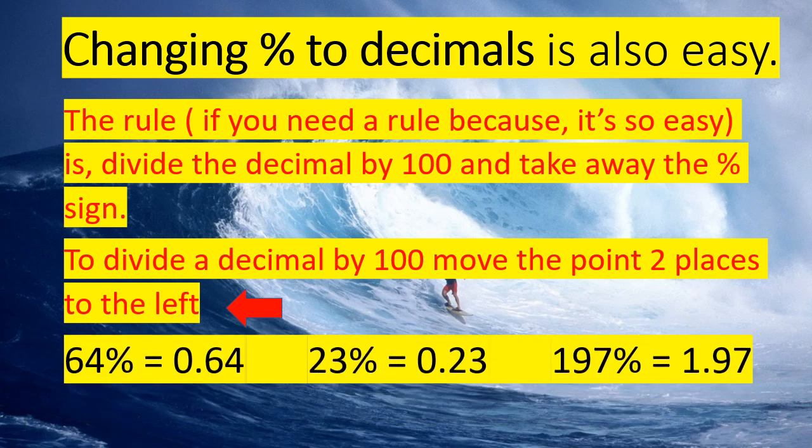So 64%, we remove the percent sign and we move the decimal point from being after 64 to being before 64, so it becomes 0.64. For 23%, we lose the percentage sign. We move the point from being after 23 to being before 23. And for 197%, we lose the percentage sign and we move the decimal point 2 places to the left, so that gives us 1.97.